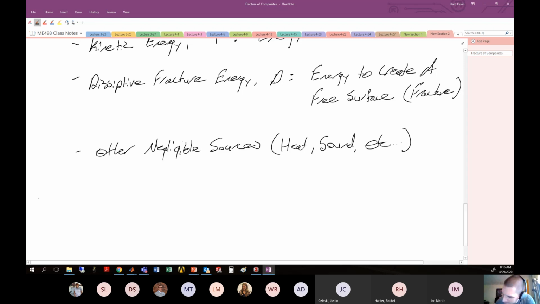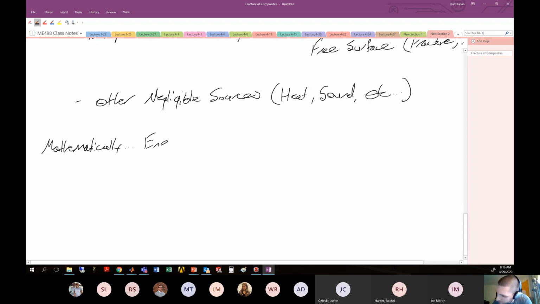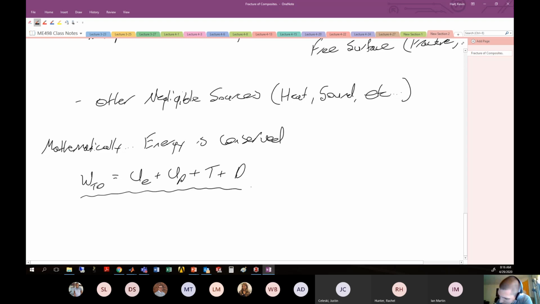So mathematically, we have an energy balance because energy is conserved. And we have something like the total work that we put in from external forces that we apply, these forces, these moments, etc., is a combination of the elastic energy and the plastic energy and the kinetic energy and the dissipative energy from fracture. This was our baseline, very simplistic, elementary 101 energy conservation equation.